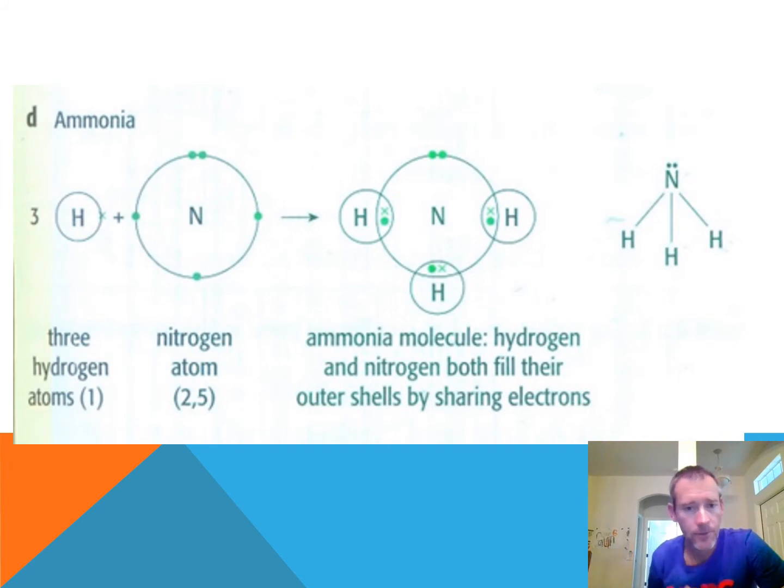Here is ammonia. Nitrogen has 5 valence electrons, so it already has 1 pair. That means it needs 3 more to get to 8. Notice 5 plus 3 gives you 8. So the formula for ammonia is NH3, because it needs 3 hydrogens to come in and share their electron to form a covalent bond at each of the open electrons. So it's 3 covalent bonds with hydrogen.